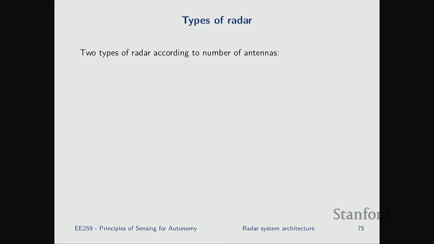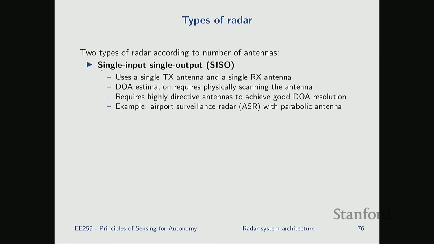Okay. Now there's another way you can categorize radars, and that's in terms of the number of antennas that they use. So you can have systems which are called single input, single output, or SISO systems, and they just have a single TX antenna and a single RX antenna. The only way such systems can do direction of arrival estimation is by physically scanning the antenna. There's no other way.